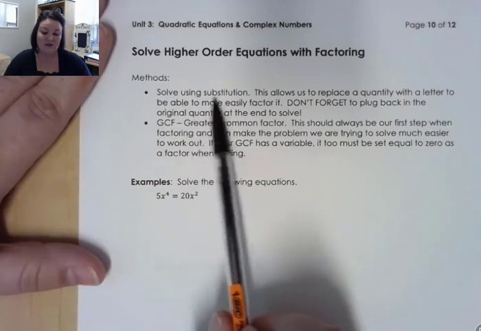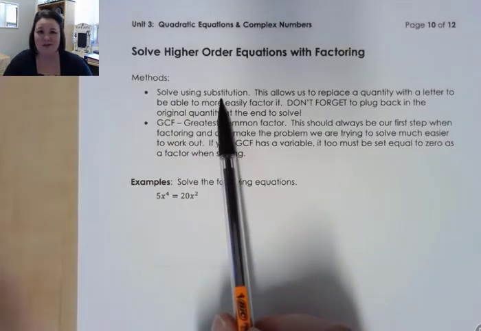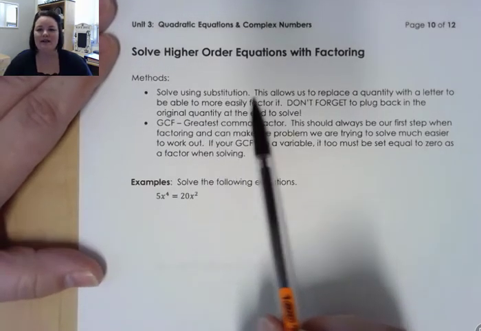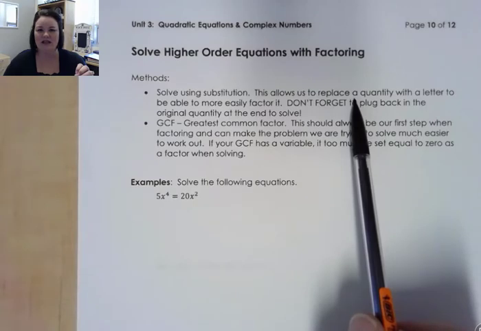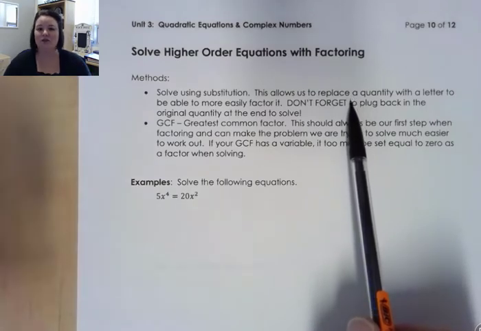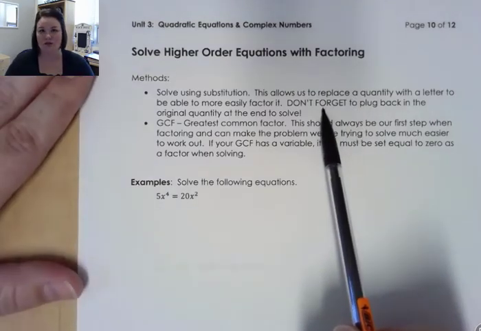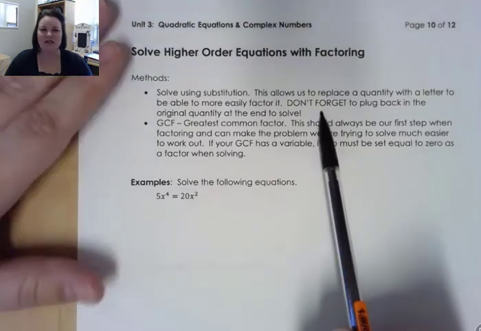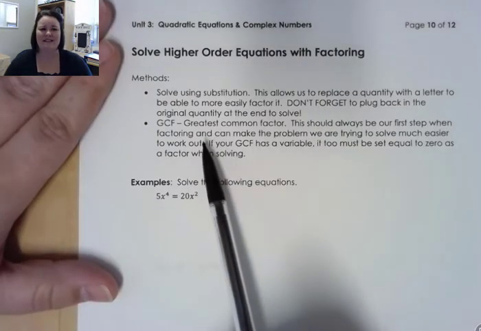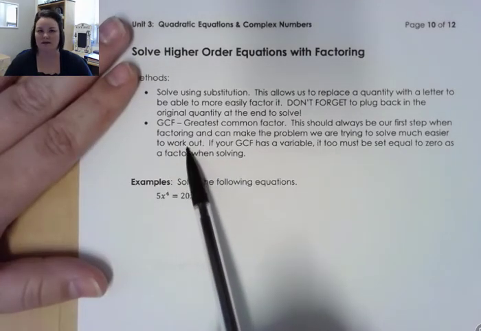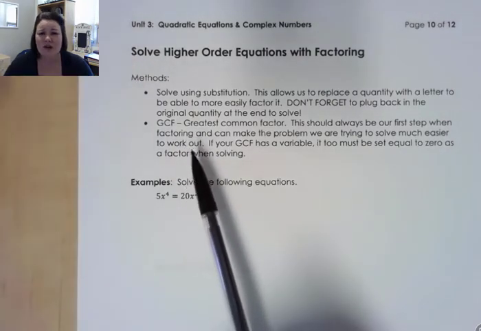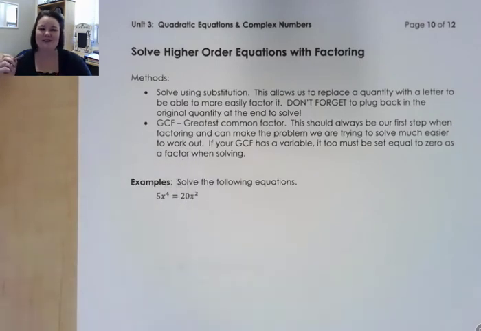One is to solve using substitution, which we'll see some examples of here in just a little bit. Basically this allows us to replace a quantity with a letter, that way we can easily factor it. And then once we have it factored, we can plug back in the original quantity. I'll show you some like that in just a minute, but I want to start with a couple of examples that many students miss because they forget about greatest common factor. And if you forget about greatest common factor, sometimes you are missing out on solutions, okay?